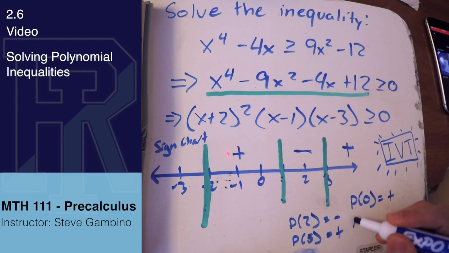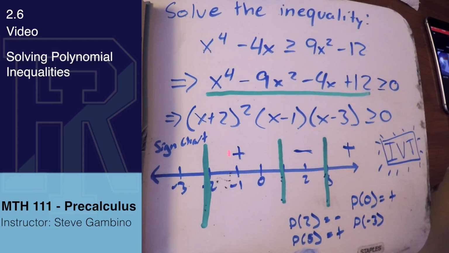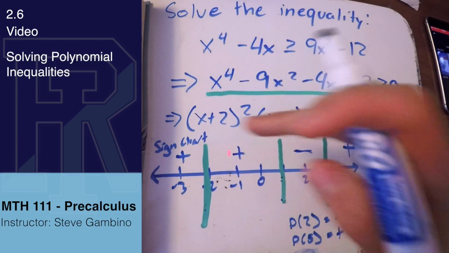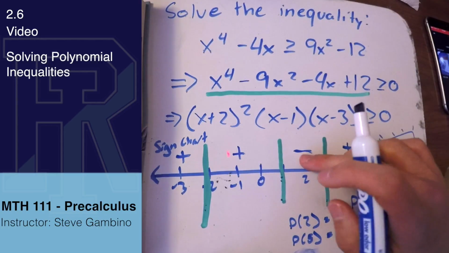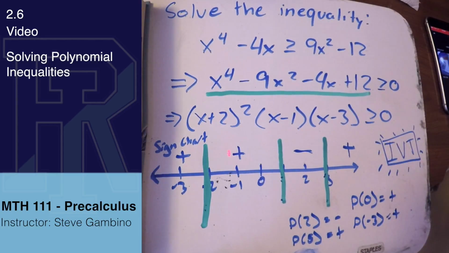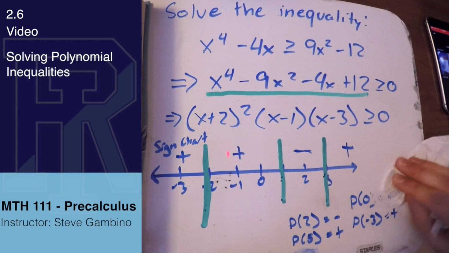And we can check something like p of negative 3, which it turns out if you plug it in, will also be a positive number. Okay, so we've got positive over this interval, positive over this interval, negative over this interval, and positive over this whole interval. Okay, and we can use that now to get our final solution.